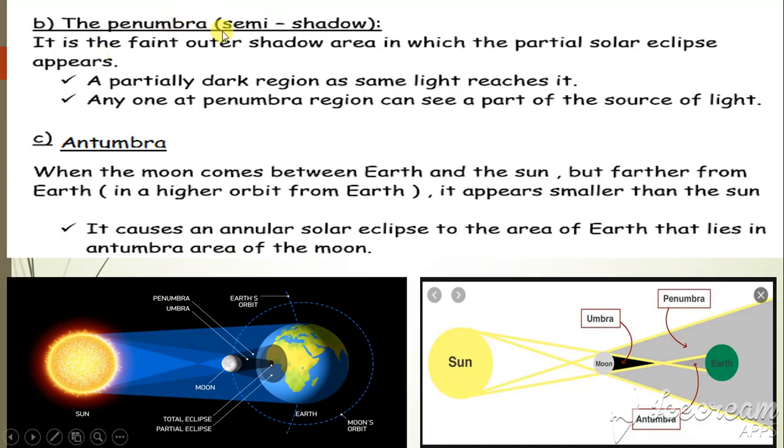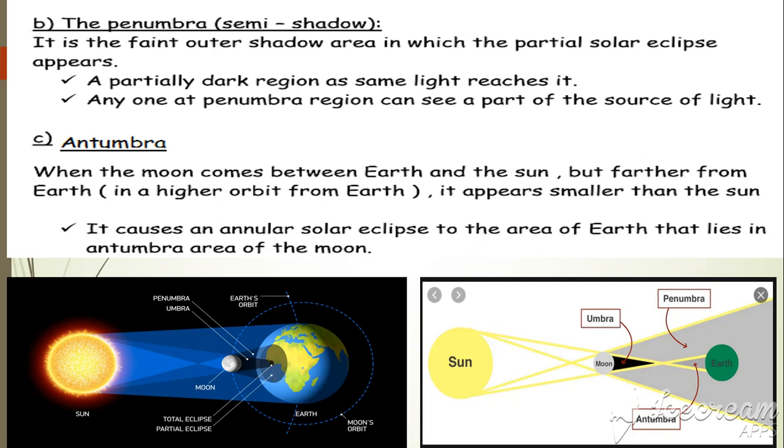The second type of shadow is called the penumbra, or the semi-shaded area. If we are on this location around the umbra shadow, we are in the penumbra shadow, and we can see only a part of the sun, and we can observe the partial solar eclipse. So the second type of the shadow is called the penumbra, the faint shadow area.